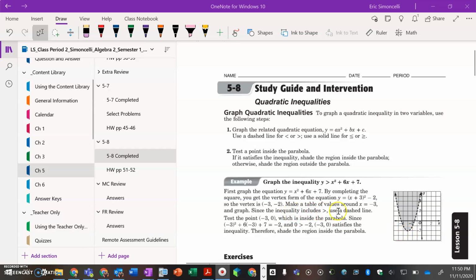It also says to make a table of values around x equals -3 and graph. The curve is dashed because of the inequality being a greater than. And then they describe using test points.